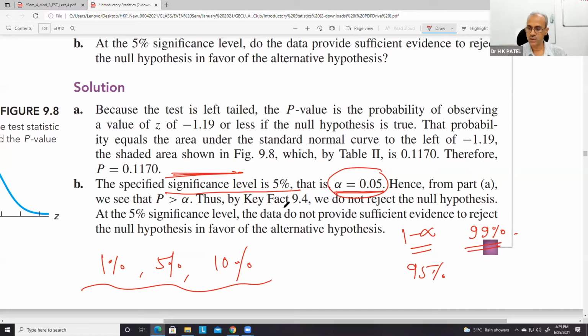So this alpha is used in some cases to decide whether to accept the null hypothesis or reject. For example, you can see that what it says, we see that p greater than alpha. So what is alpha? Alpha is the value corresponding to 5% significance level. The value of alpha is 0.05, and therefore if the p-value is greater than 0.05, we accept the null hypothesis. Do not reject the null hypothesis.